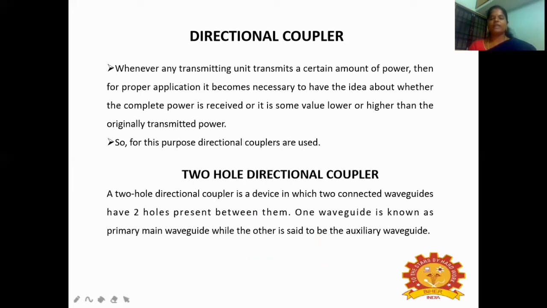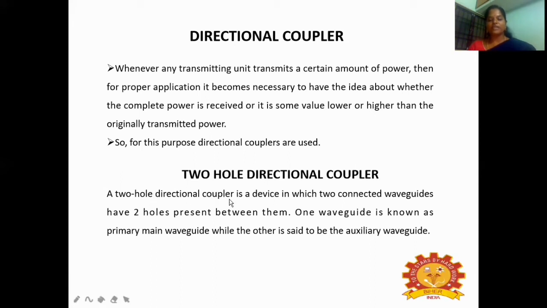Whenever any transmitting unit transmits a certain amount of power, it becomes necessary to have an idea about whether the complete power is received, or some value lower or higher than the original is received. So the power which is transmitted, is it fully received or not? In order to check, we are using the directional coupler. So this directional coupler is mainly used for determining the amount of power which is received at the load. Here we are going to discuss the two-hole directional coupler.